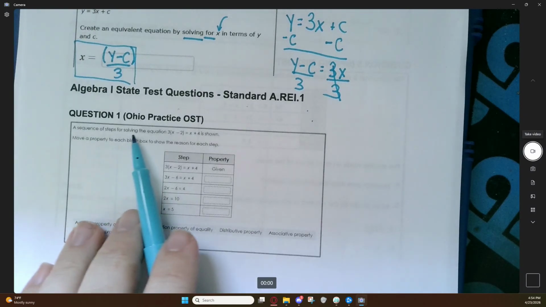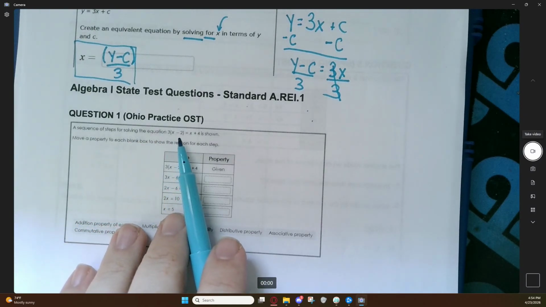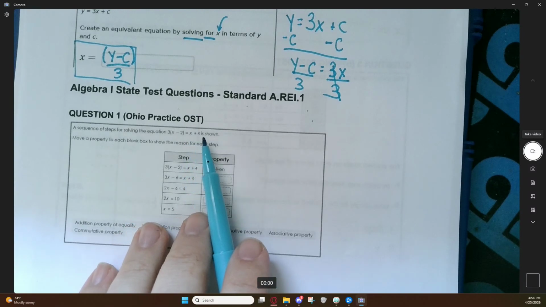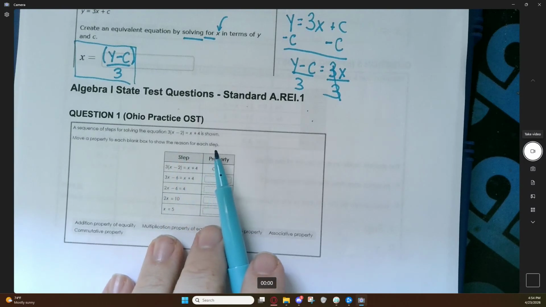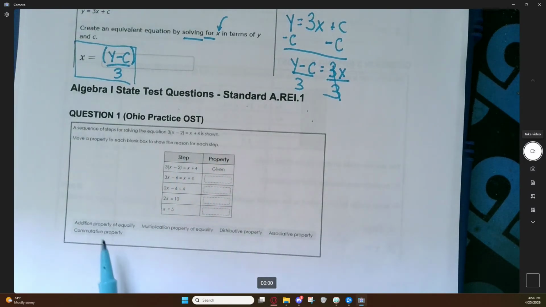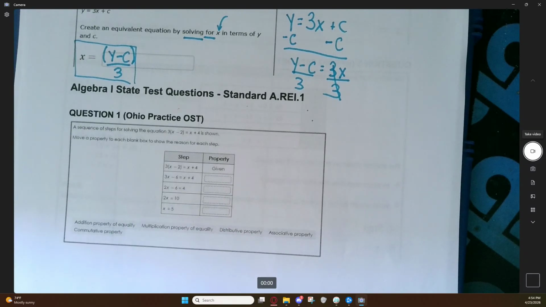A sequence of steps for solving the equation 3 times x minus 2 equals x plus 4 is shown. Move a property to each blank box to show the reason for each step. And they give us essentially a word bank of the addition property of equality, the multiplication property of equality, the distributive property, the associative property, and the commutative property. Okay, let's talk about what each of these properties means.